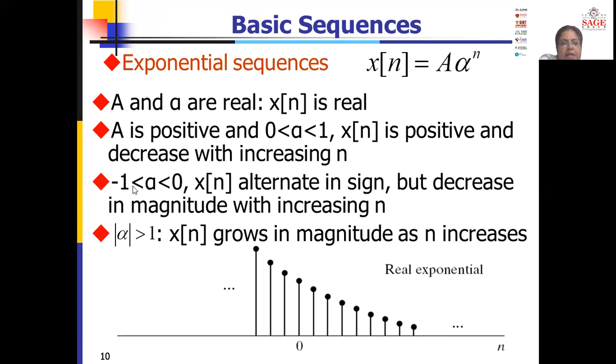And if alpha lies between -1 and 0, then x[n] alternates in sign but decreases in magnitude with increasing n. And if the magnitude of alpha is greater than 1, then x[n] grows in magnitude as n increases.